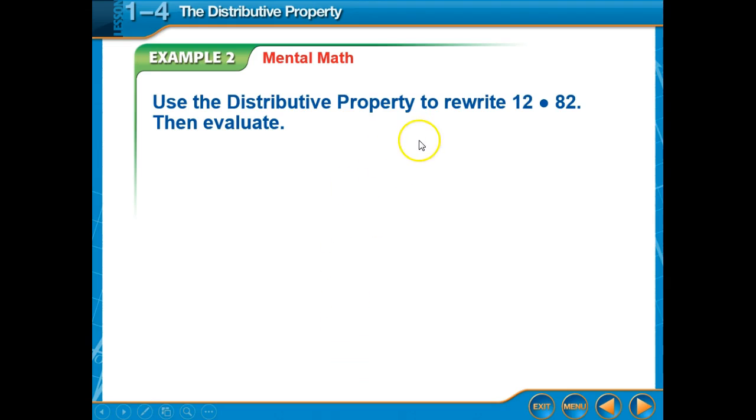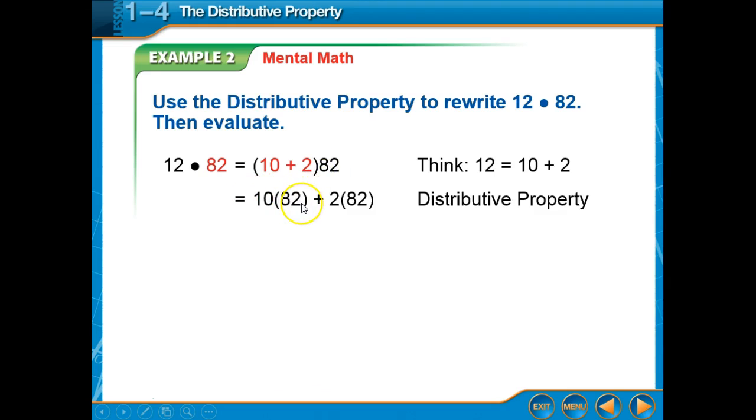You can use the distributive property to rewrite multiplication to make it easier. In this problem, we have 12 times 82. You can use the distributive property to split that 12 up and make it 10 plus 2. You're thinking, oh, 12 is 10 plus 2, so you can split it up. And you still have 82. Now you do 10 times 82, which is much easier. And 2 times 82, which is also easier.